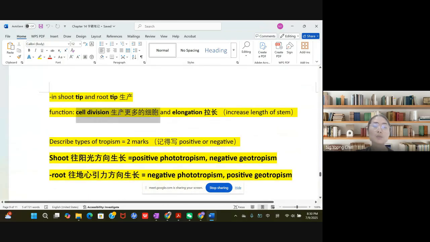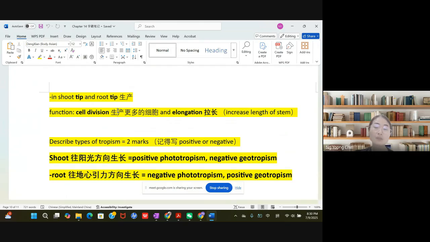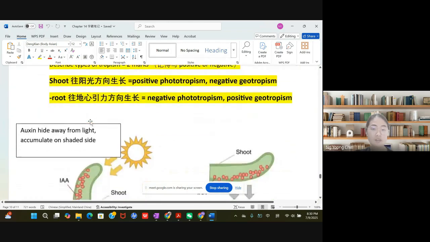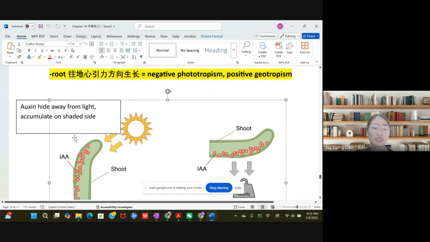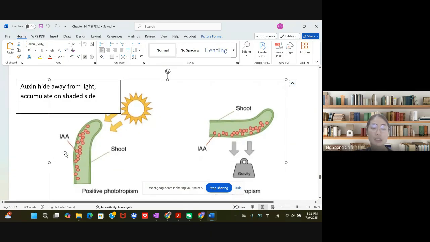Okay, they will do cell division to produce more cells, and also they will elongate the cell, which means they will increase the length of the stem. So the auxins produced from the shoot tip, right? They will hide away from the sunlight. So that's why they will accumulate on the shaded side. The auxin will cause cell division and cell elongation on this part. So that's why the shaded parts will elongate more than the parts which are exposed to the sunlight.